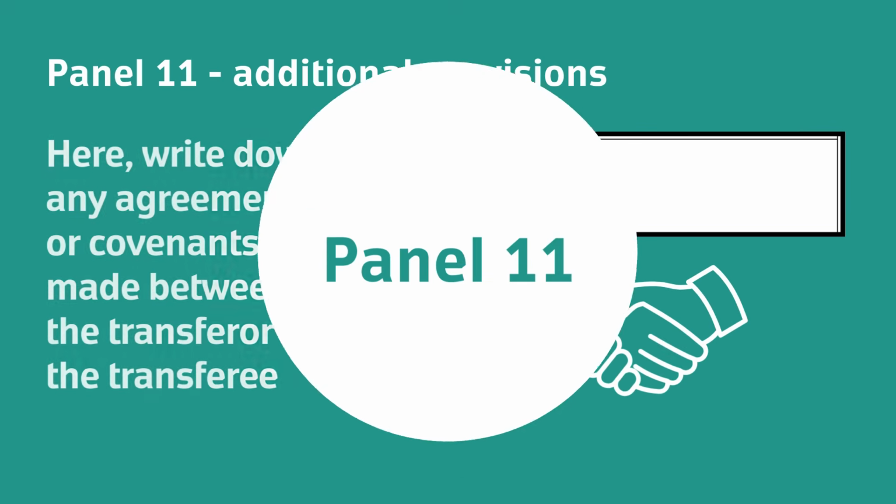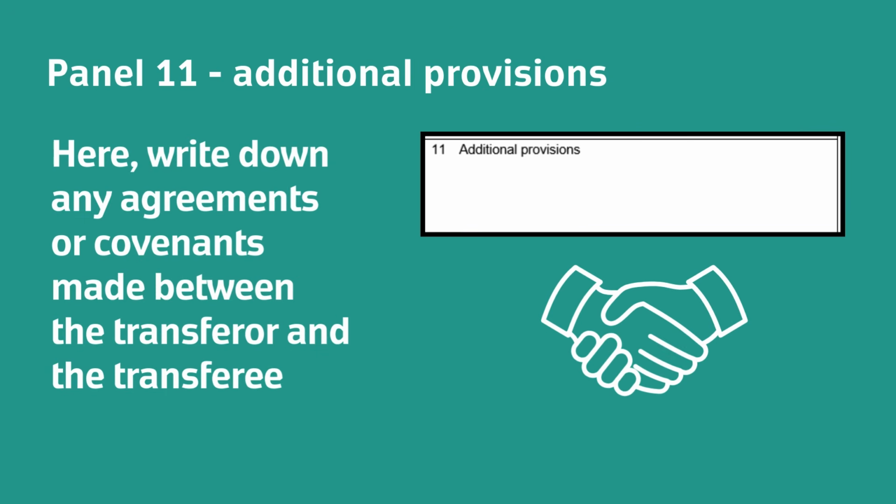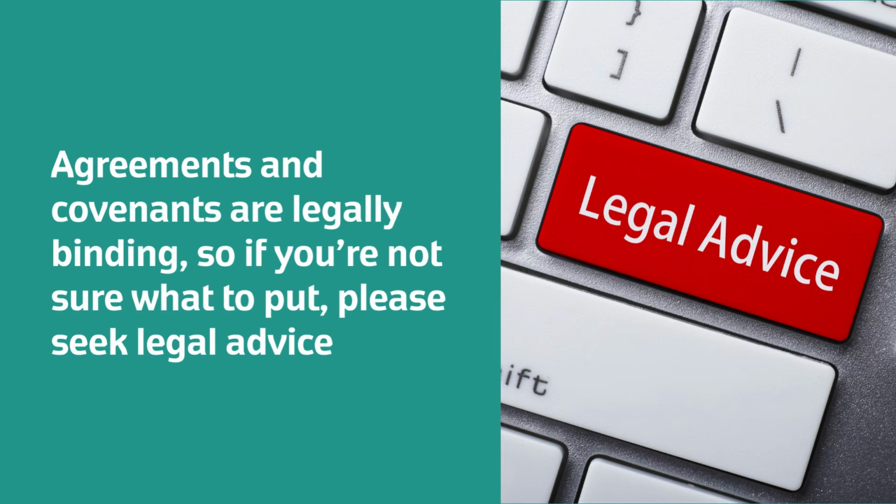In panel 11, you write down any additional provisions affecting the property or its owners. If there are any covenants or agreements made between the transferor and the transferee, this panel needs to be filled in with the details. Otherwise, leave it blank. If you are unsure what to put, again, you should seek legal advice.